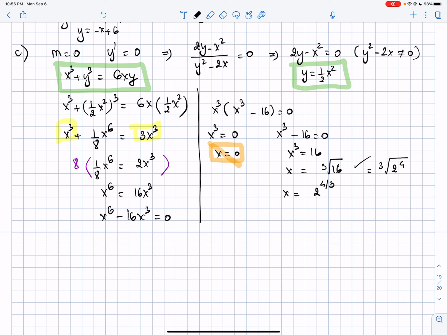Then we want to find y. So we got the point x, right? And then we find y. You can plug into either of the green box equations. I'm going to choose this one because it's similar. So 1/2 times 2 to the 4 over 3 to the second power. So 1/2 times 2 to the 8 over 3.